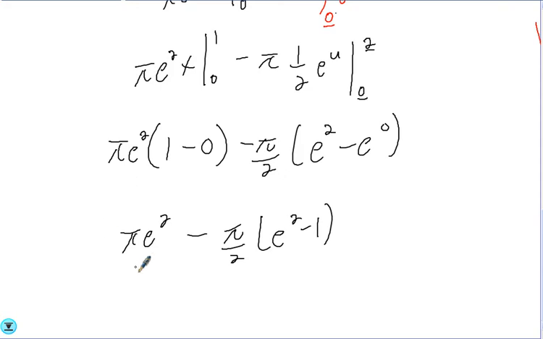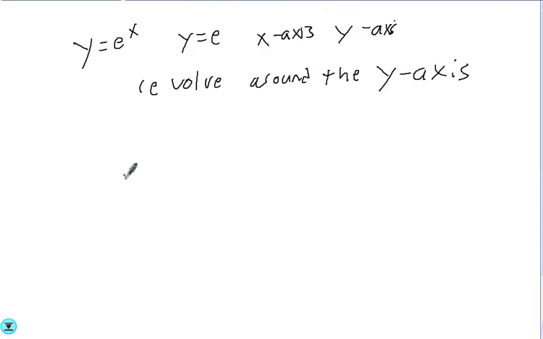Okay, so we've got a new problem. It's basically the same problem with all the same information, only this time we're revolving around the y-axis. So we should get the same initial picture, and we want this region. Only this time we're revolving around the y-axis, so we're going to have horizontal circles.